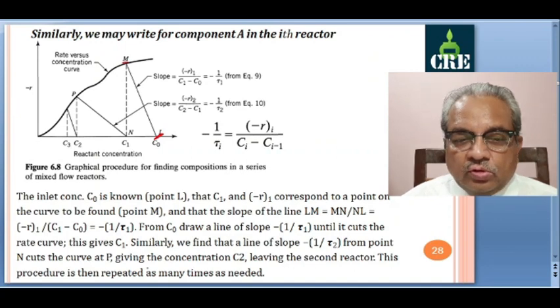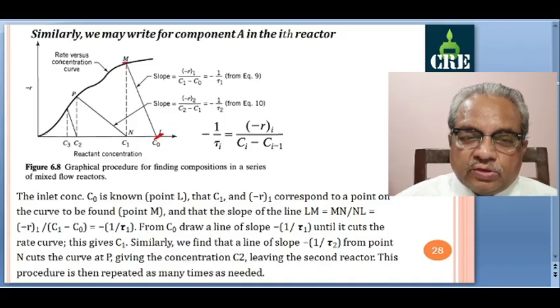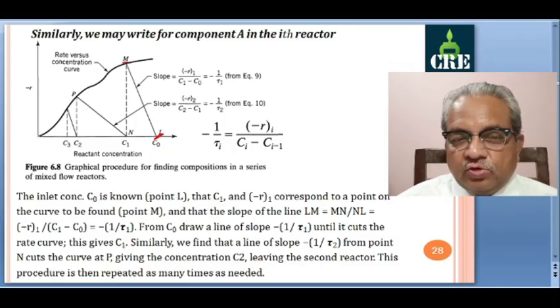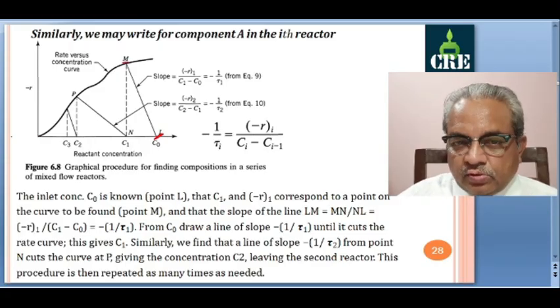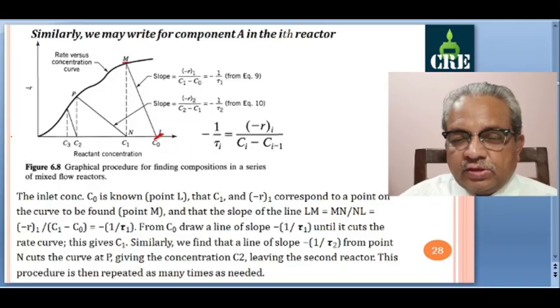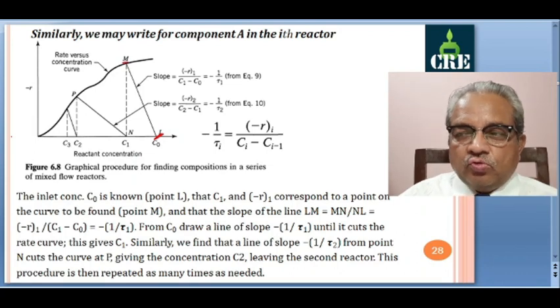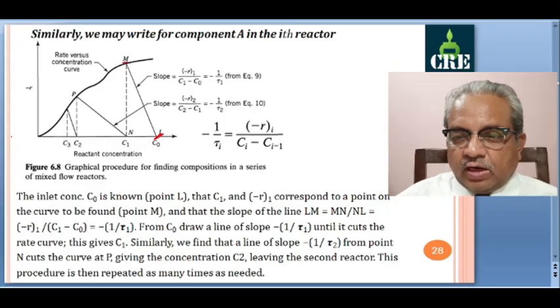So this procedure you can repeat as many times until you reach the final value somewhere here. Maybe complete conversion, so concentration will be 0 when you reach here. Or you can find out in the ith reactor, in any reactor, what will be the concentration. You should know tau, and as these are reactors of different sizes and sizes are given, meaning volume is known, volumetric rate is known, so tau 1, tau 2, tau 3 are known. They are not equal because reactors are not equal in size.